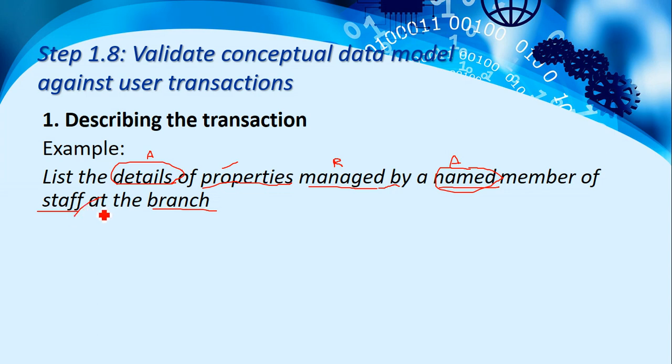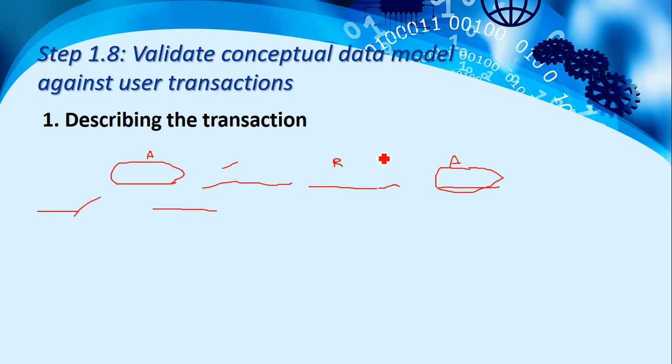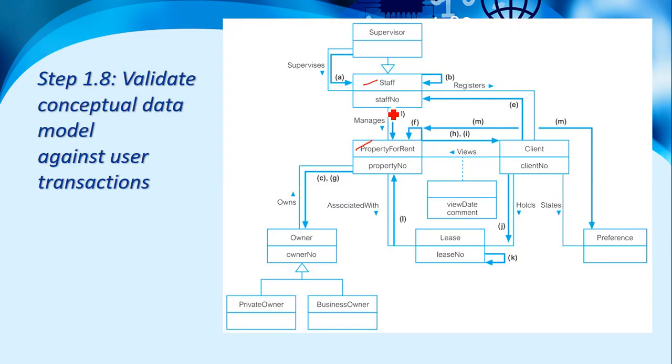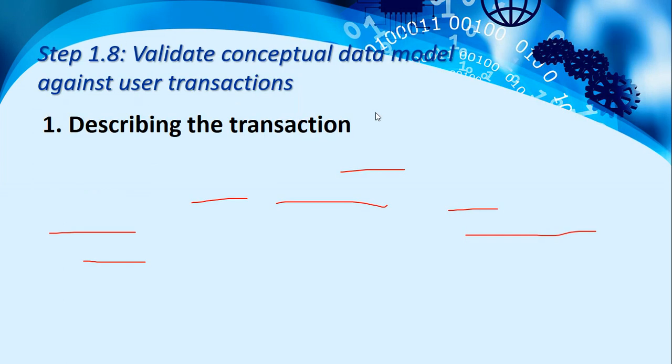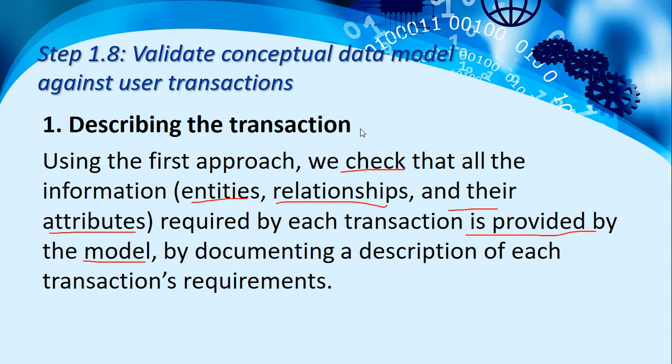So let's check now if this relationship exists. So yeah, staff manages. So clearly, as you can see, there's a direct line that connects these two entities. And tapos yung pangalan ng relationship is manages. So yeah, check.